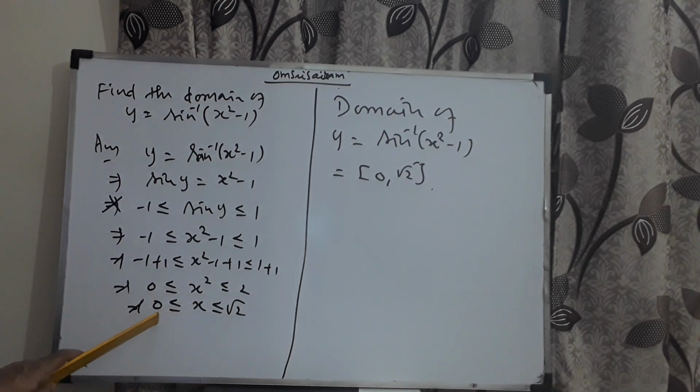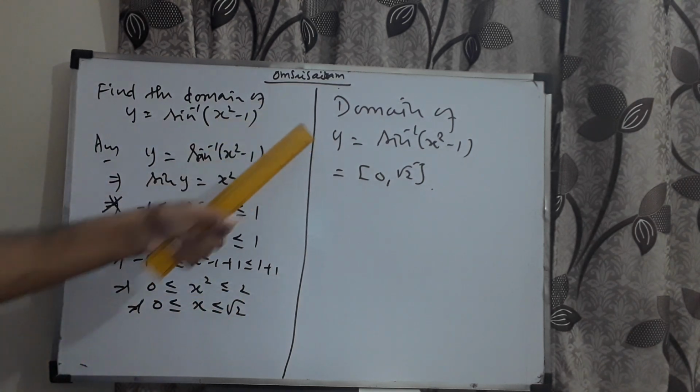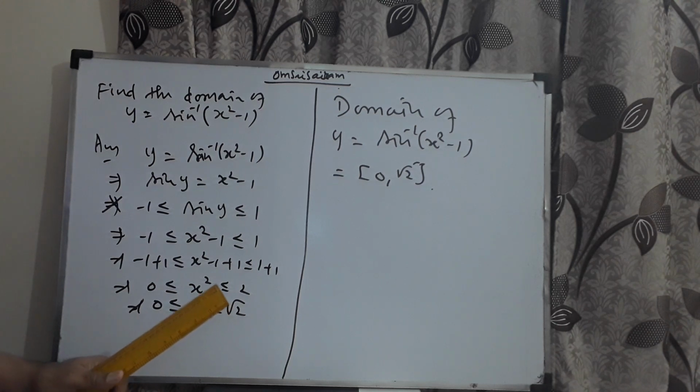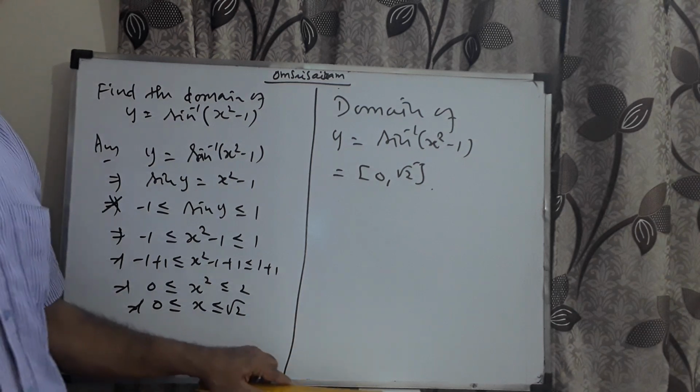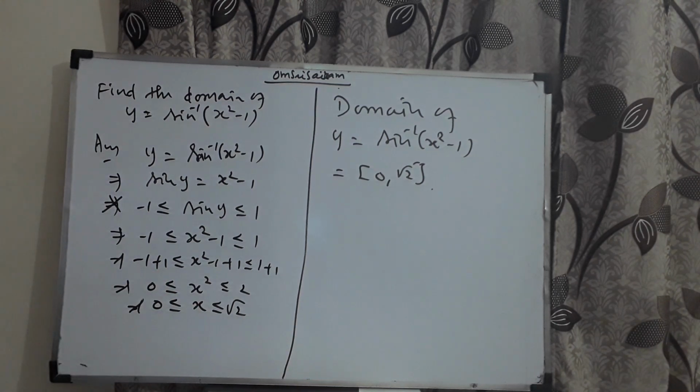Therefore, x is lying between 0 and root 2. These are the possible values x takes. This is my domain automatically. So the domain of y is equal to sine inverse of x square minus 1 is the closed interval 0 comma root 2. Let me try the next problem here itself.